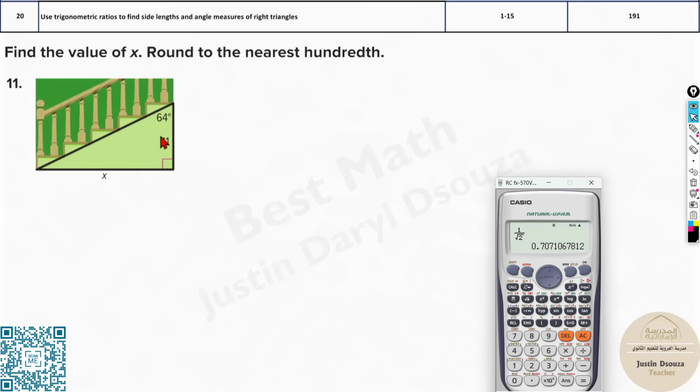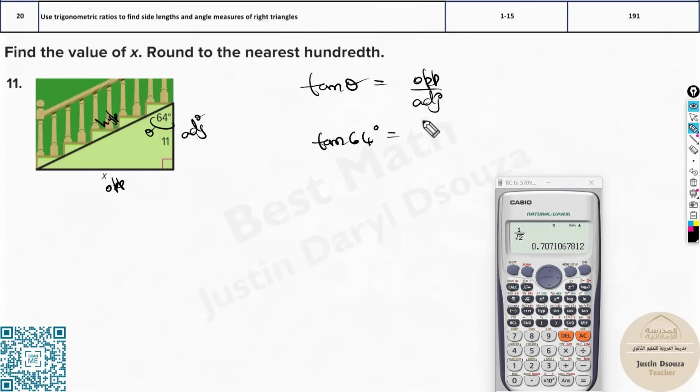Now we have a problem here to find the x. What formula can you use here? What do we know? Hypotenuse, no, unknown. This is the theta. So opposite is what we need to solve, and adjacent is there. So tan theta gives you opposite by adjacent, isn't it? So now tan 64 degrees will be equal to opposite x by adjacent 11. Just put this directly in the calculator and you will get the answer, or you can solve it by taking 11 to the other side. Let me do both ways.